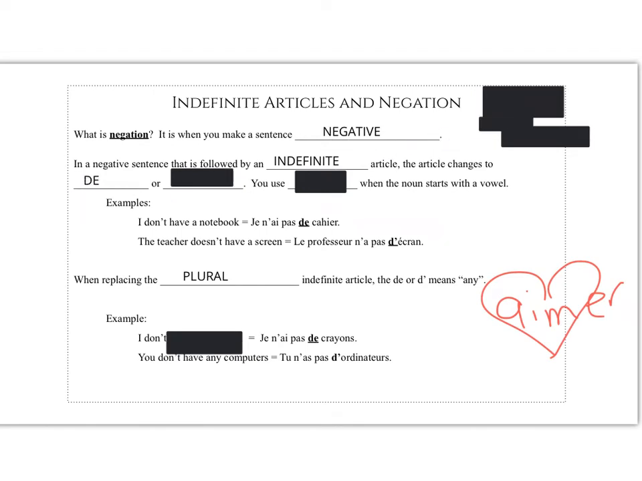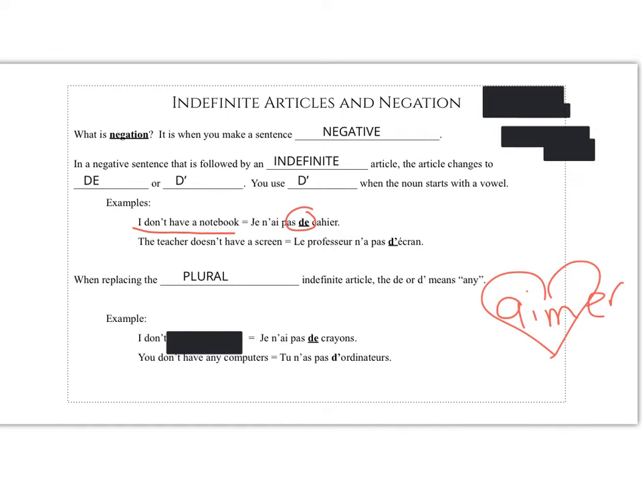Here we go. Turns to de, or the apostrophe. Can you guess which one you use when it starts with a vowel? The apostrophe. Okay. So all this is in English, when we say, for example, I don't have a notebook, right? We can see this example down here. I don't have a notebook. In French, what they say is, I don't have any notebook. So think of the D-E, D apostrophe, to be the word any in this situation.